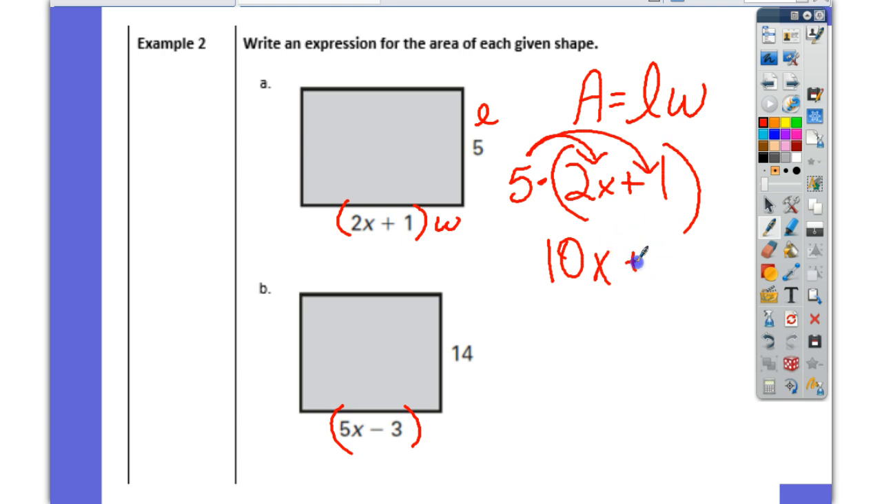What is it? A plus 5. So that is all I can do. That is the expression that represents the area of that rectangle. But if I said x equals 5, what would the area be then of that rectangle?